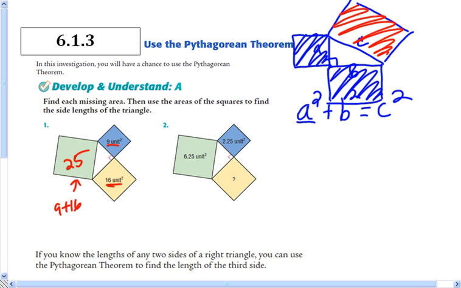In this one, we're missing one of the smaller areas. The biggest area is 6.25, so we want to subtract the smaller area here, and we get 4 for that one. All right, so that's basically the Pythagorean theorem.